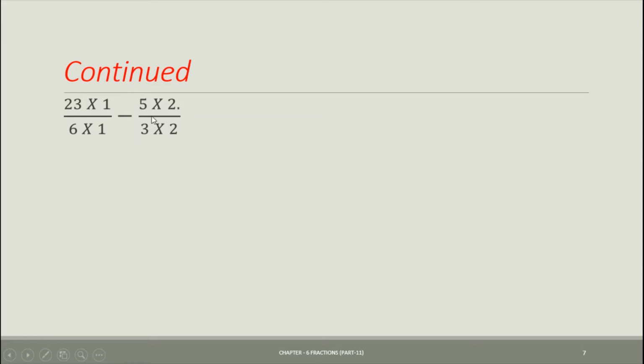Now scholars, with what number will you multiply 3 so that you get 6? So we know that when we multiply 3 with 2, we'll get 6. Since we are multiplying denominator with 2, we have to multiply numerator also with 2 to get an equivalent fraction. So we'll multiply 5 by 3 with 2. Okay. So now we'll multiply: 23 multiplied by 1 is 23, 6 multiplied by 1 is 6, minus 5 multiplied by 2 is 10, 3 multiplied by 2 is 6.